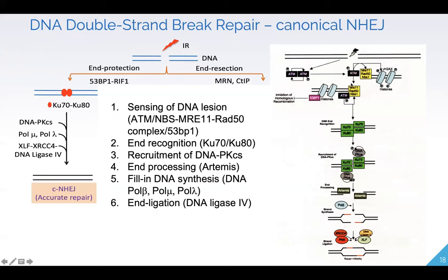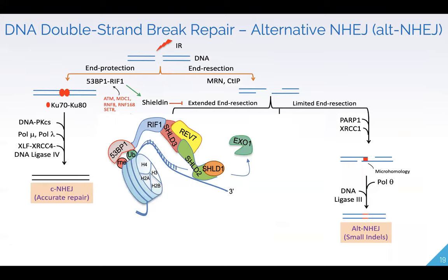So ATM signals, the MRN complex comes in, they signal the recruitment of Ku70-80, they bring in the catalytic subunit, together they form the holoenzyme, processing by Artemis, polymerization, and ligation. Okay? If you don't have an intact Ku70, Ku80 signaling pathway, then you'll end up repairing the damage through a different pathway. And that's what we call the alternative non-homologous end joining pathway.